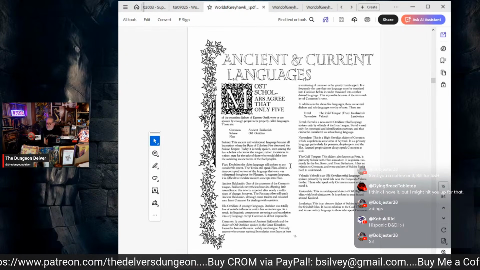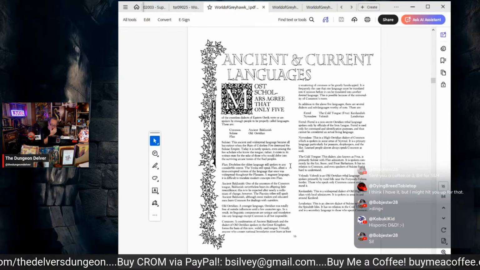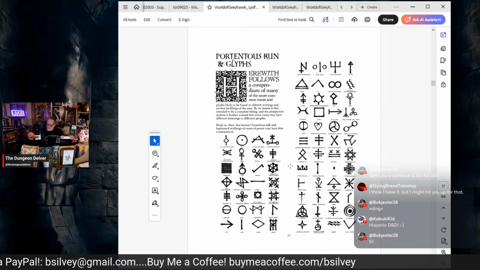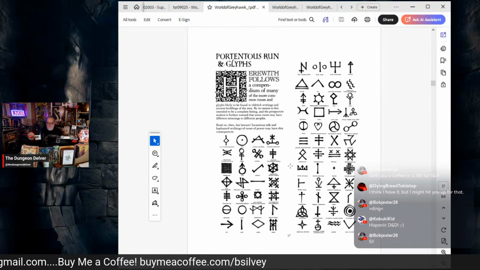But we get languages, ancient and current languages. Now, we had glyphs in the back of the other one. Here, we get a little bit more.